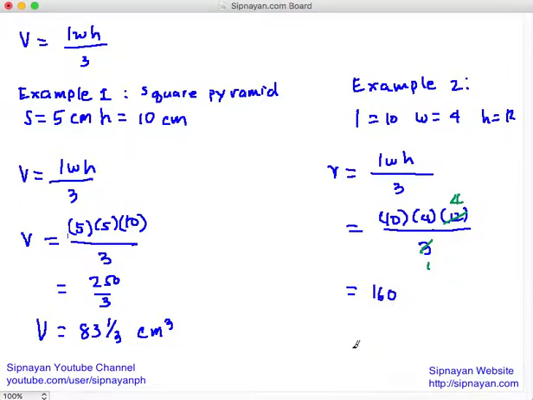160 square units. So pag meter yan, meter din yan. So we can have actually a cubic meter. So 160 cubic meters.